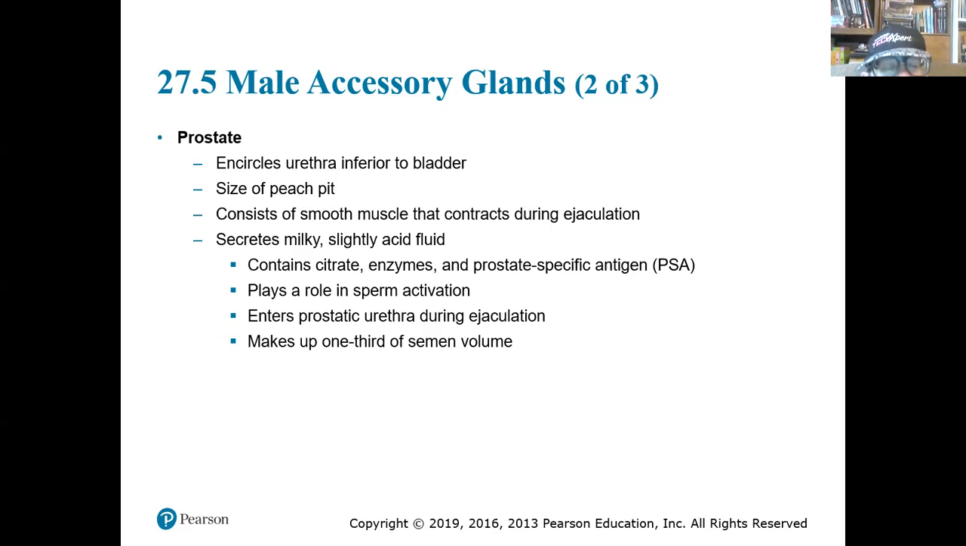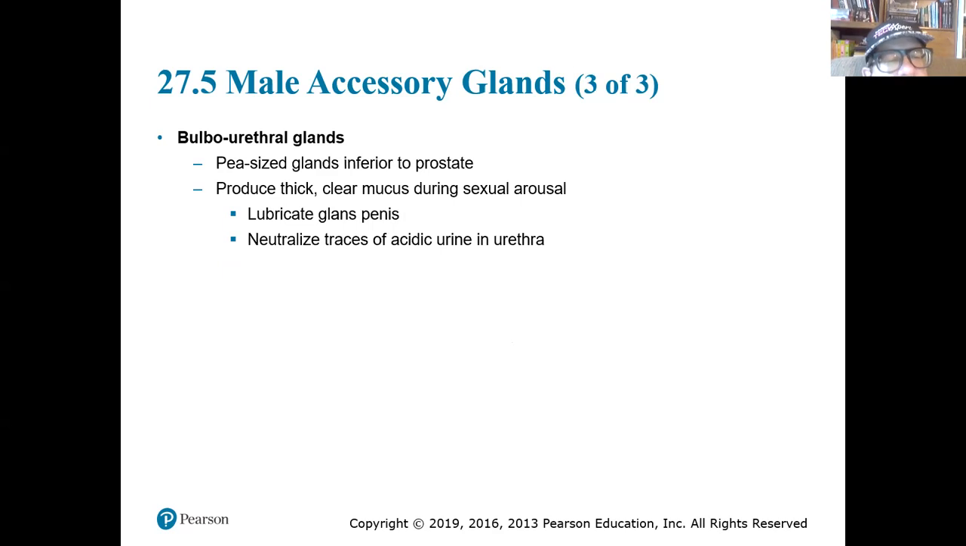It will enter the prostatic urethra during ejaculation and makes up 1/3 of the semen volume. Well, if you did your math, we had up to 70% of the volume from seminal vesicles, and then we had 33%, 1/3 from prostate. You might say, well, where's the sperm? What volume is that? It's a tiny, tiny amount. Obviously, these numbers are all variable a bit, but usually sperm make up like 5%, I think, of the volume of semen. Let's move on and see.